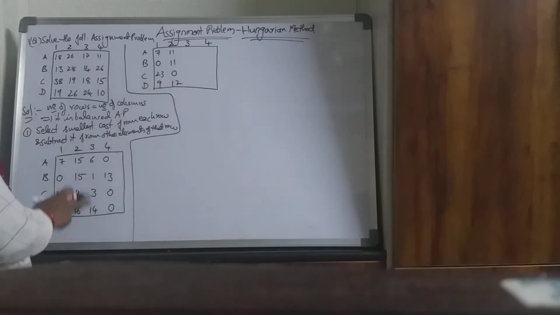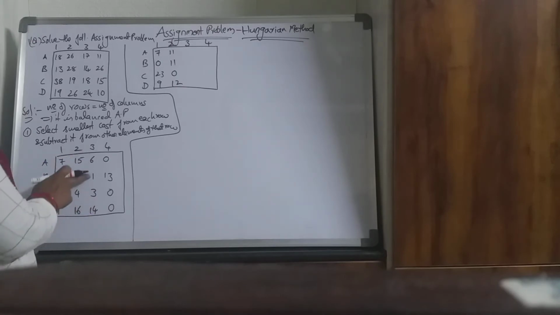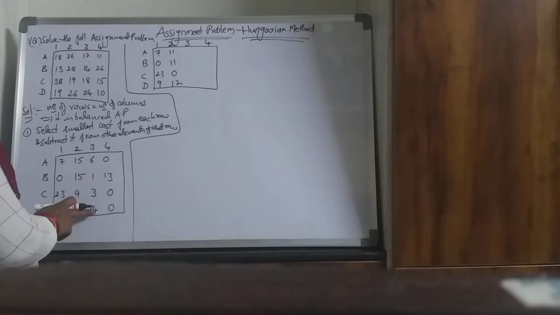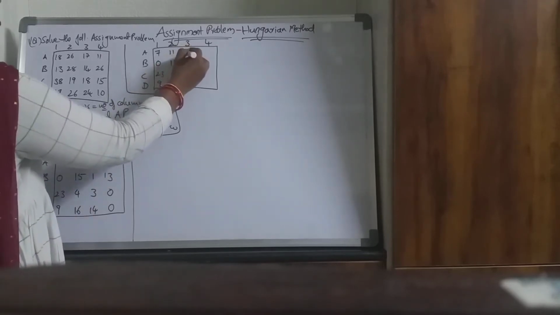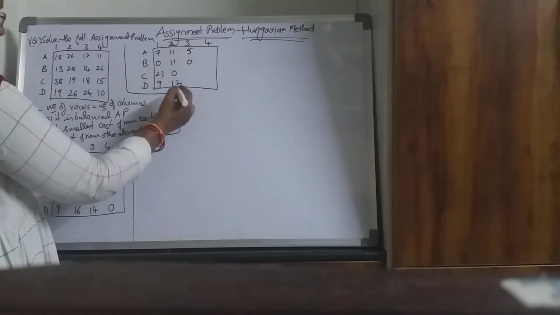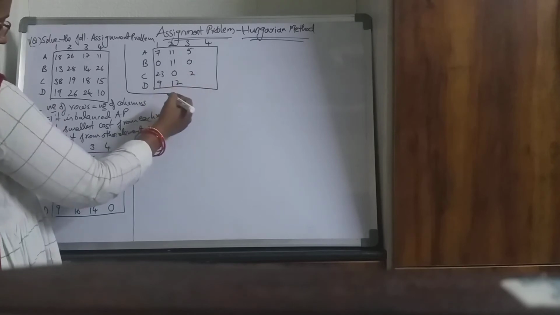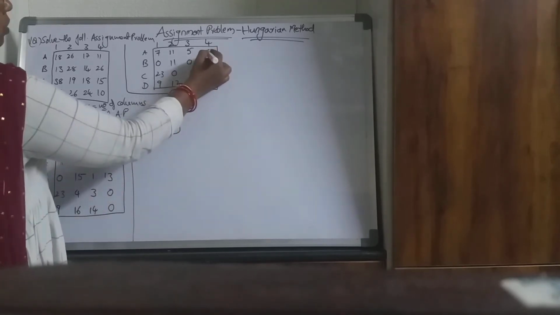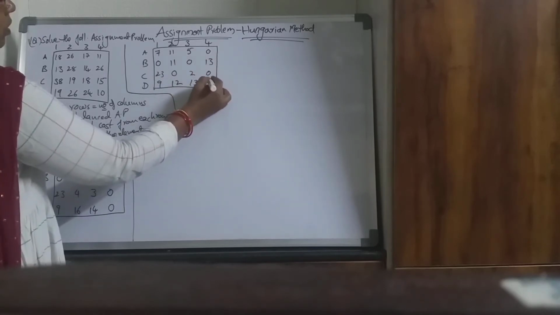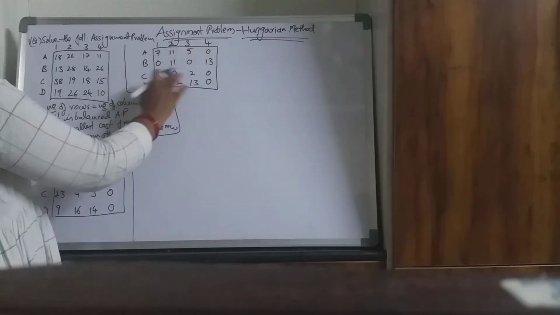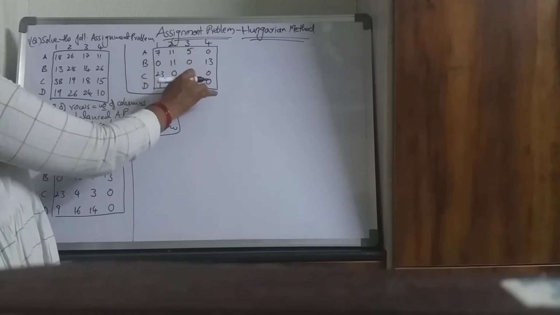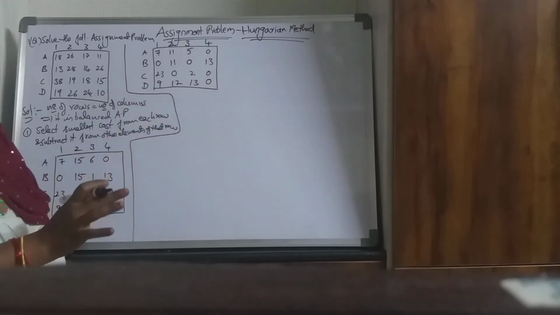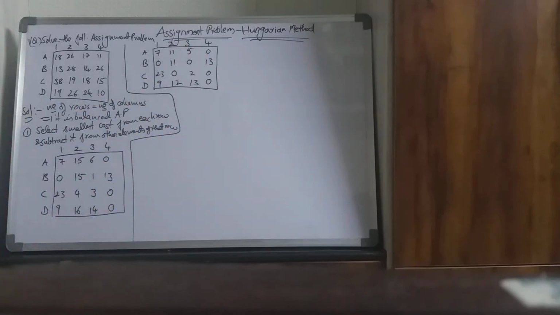Similarly, third column also doesn't have any zeros. So select the smallest element of that third column, which is 1. Subtract this 1 from all other elements of that column. So 6 minus 1, 5. 1 minus 1, 0. 3 minus 1, 2. 14 minus 1, 13. Fourth column you have zeros, so write that column as it is. Now each row is having 0 and each column is also having at least 1 zero. Okay, so you have to check like this.